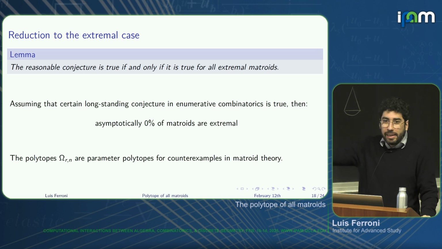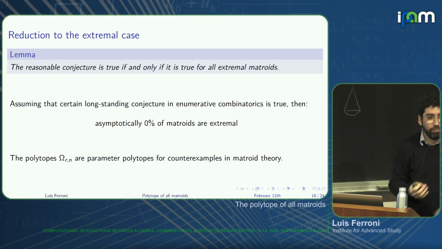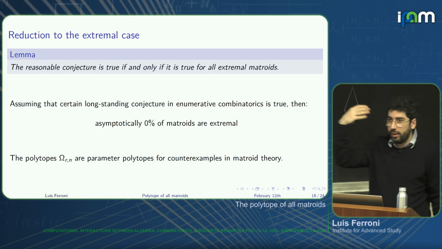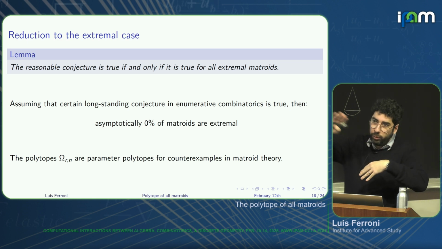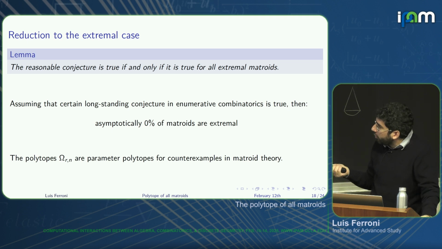And if you believe in a very long-standing conjecture in enumerative combinatorics that is expected to be true, then 0% of matroids are extremal. So you have very few things to check. What do I mean by 0%? Well, if you enumerate extremal matroids on n elements of rank R, and you enumerate all matroids on n elements of rank R, this quotient will be close to 0 for large n. That's the statement. And the conjecture is actually due to Gian-Carlo Rota and Henry Crapo.